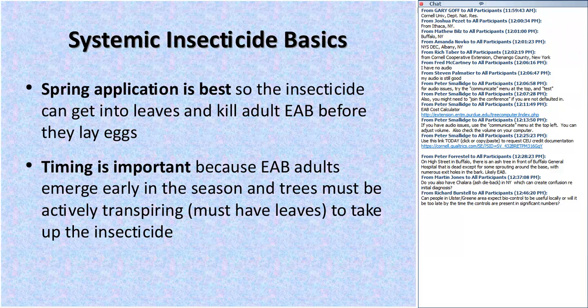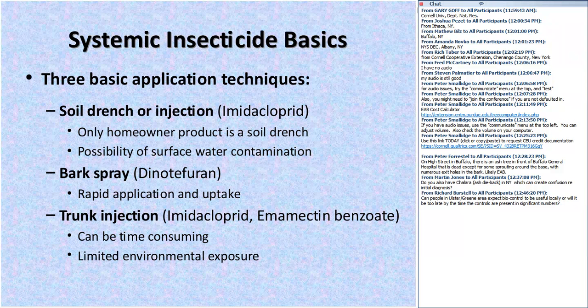I'm not going to get into too much of the systemic insecticide basics. I noticed that I'm running low on time, and I want to leave some time for questions. But basically, spring application is best so the insecticide can get into the leaves and kill the adults. Timing is also important because the adults come out quickly, so you really have to plan ahead to use this technique. There are 3 basic techniques: soil drench, trunk injection, and bark spray.